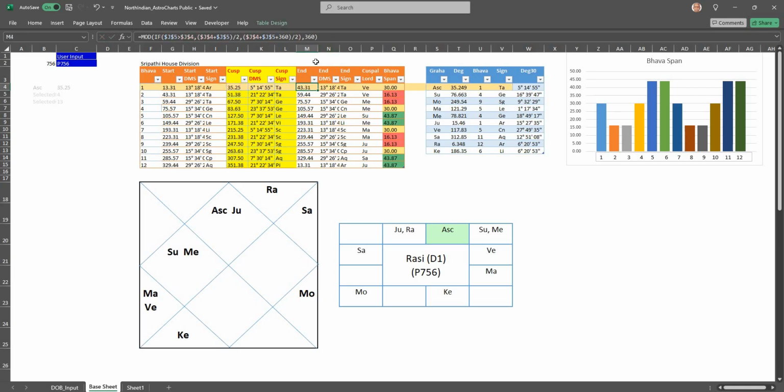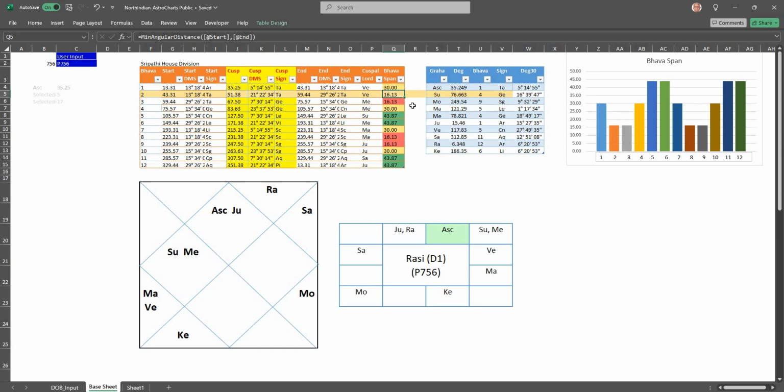So if you take any bhava, the end portion of that bhava would be the beginning portion of the next bhava. This way you get all the bhava ends and beginnings, and of course you can get the end signs and the cuspal lords. And if you watch carefully, here I am getting the bhava spans and plotting them. They are far away from 30 degrees. Some of the bhavas are only 14, 16 degrees here.